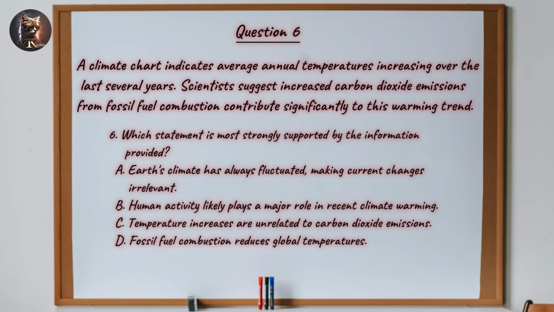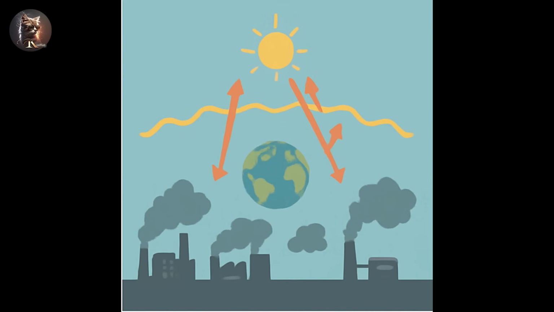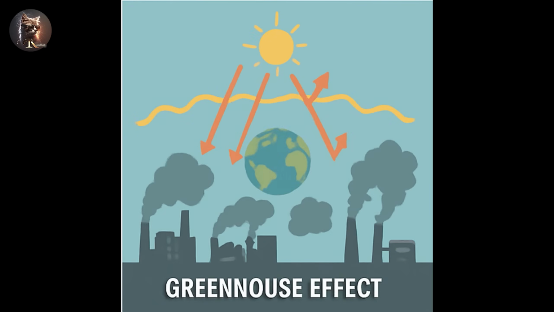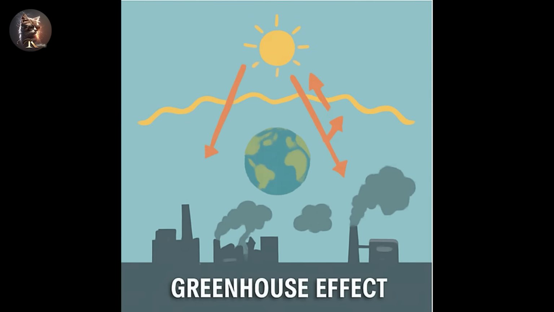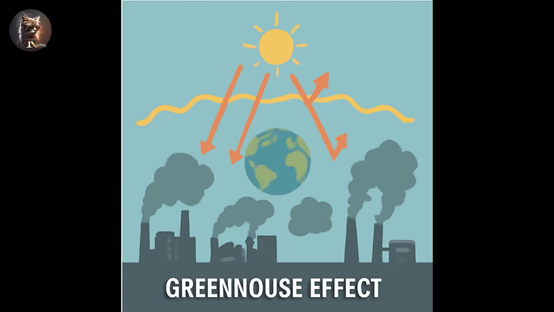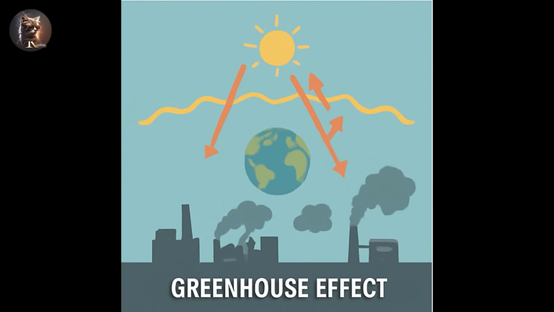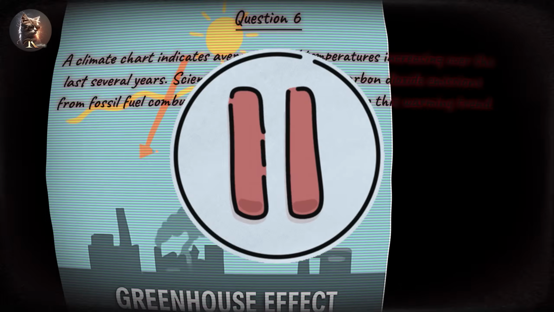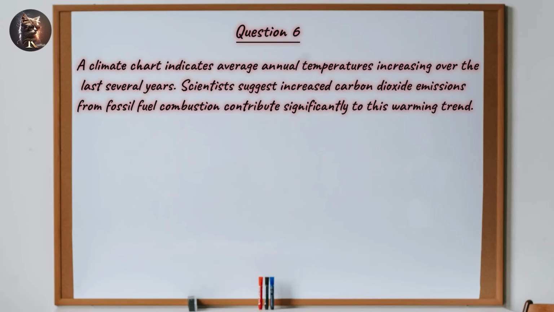Well, scientists have pointed out that increased use of fossil fuels, like coal, oil, and natural gas, produces a lot of carbon dioxide. You've probably heard about this gas before. It's often called CO2, and it's one of the main greenhouse gases. Greenhouse gases trap heat in Earth's atmosphere, much like how a greenhouse keeps plants warm. Now pause here for a moment and reflect on this concept. If fossil fuels release carbon dioxide and carbon dioxide traps heat, what might this mean for Earth's temperature?